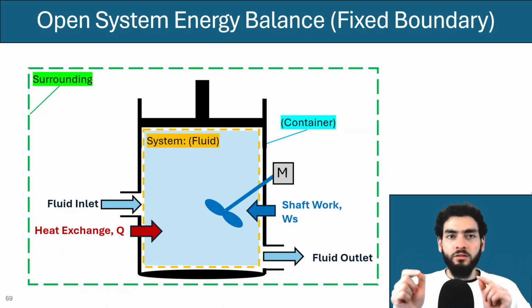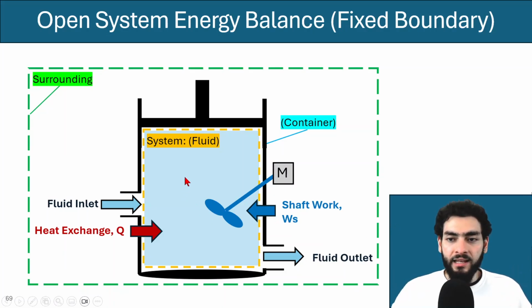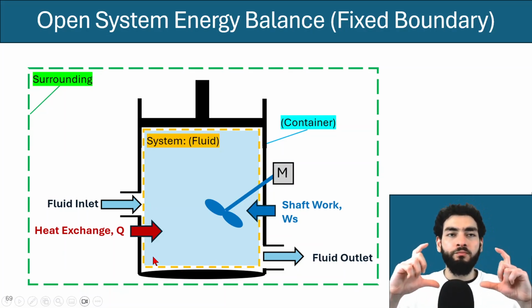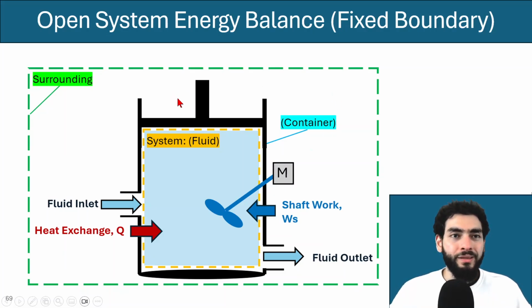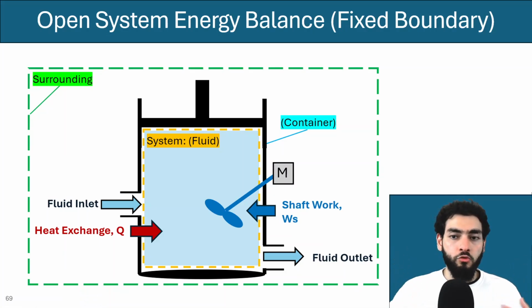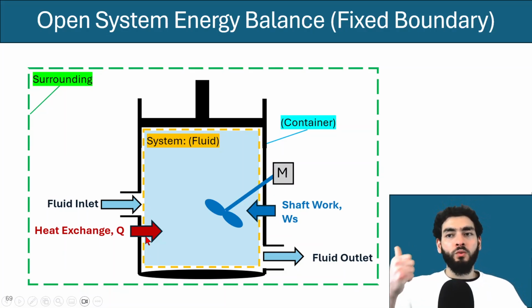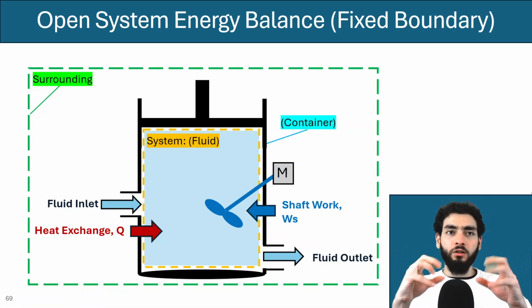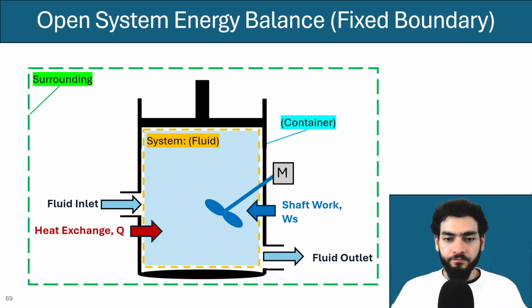I just want you to realize that even though I do have the dotted yellow line here, the dotted yellow line doesn't move. It's fixed. So this is not a piston anymore. This is just a container that doesn't move, a fixed control volume. And the fluid that comes in and leaves interacts with the surface of this boundary, as opposed to the closed system, where we just looked at a fixed mass.